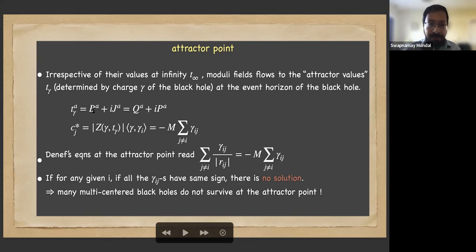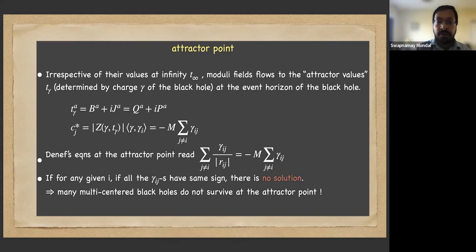So the B field coincides with the Q A, that is the electric charge, and the J field, which comes from the Kähler moduli, coincides with the magnetic charge P A.